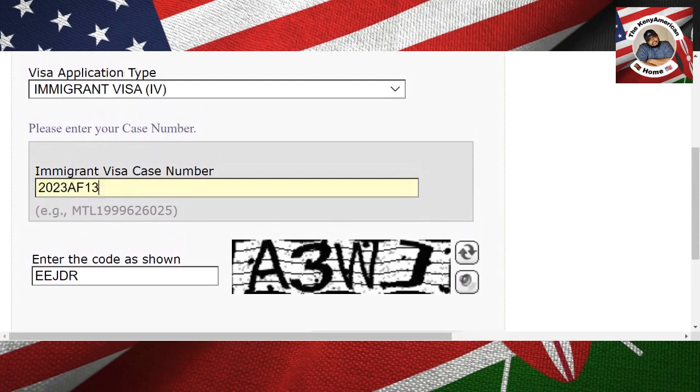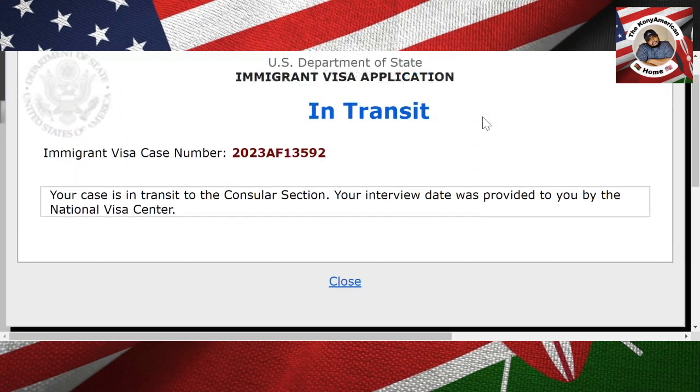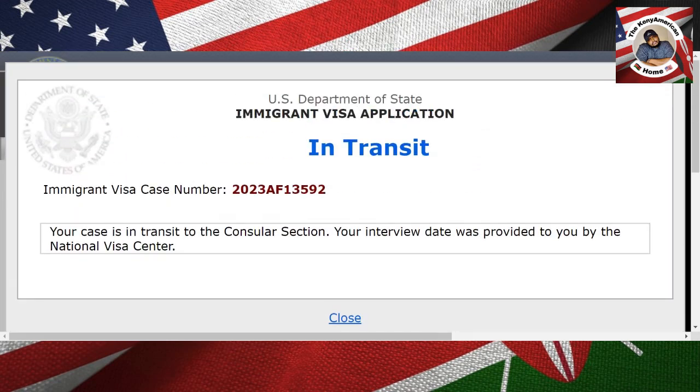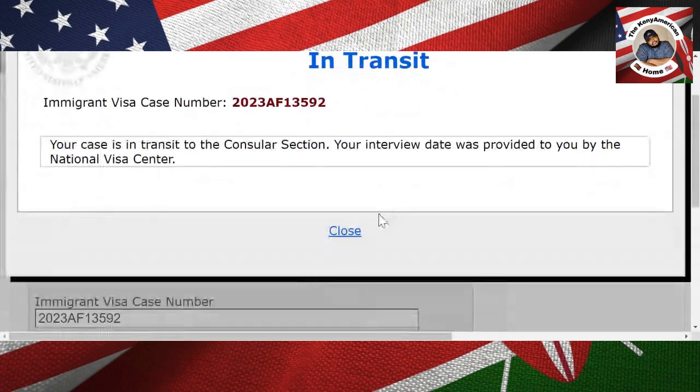13,592. Not a lot of them. I didn't find a lot of in transit when I was trying to find these cases. And this is DV 2023, so you can tell that just by the year of the case number. All right, crossing my fingers. Hopefully my numbers work. Yep. So case 13,592 is in transit, and soon it'll be ready for an interview.